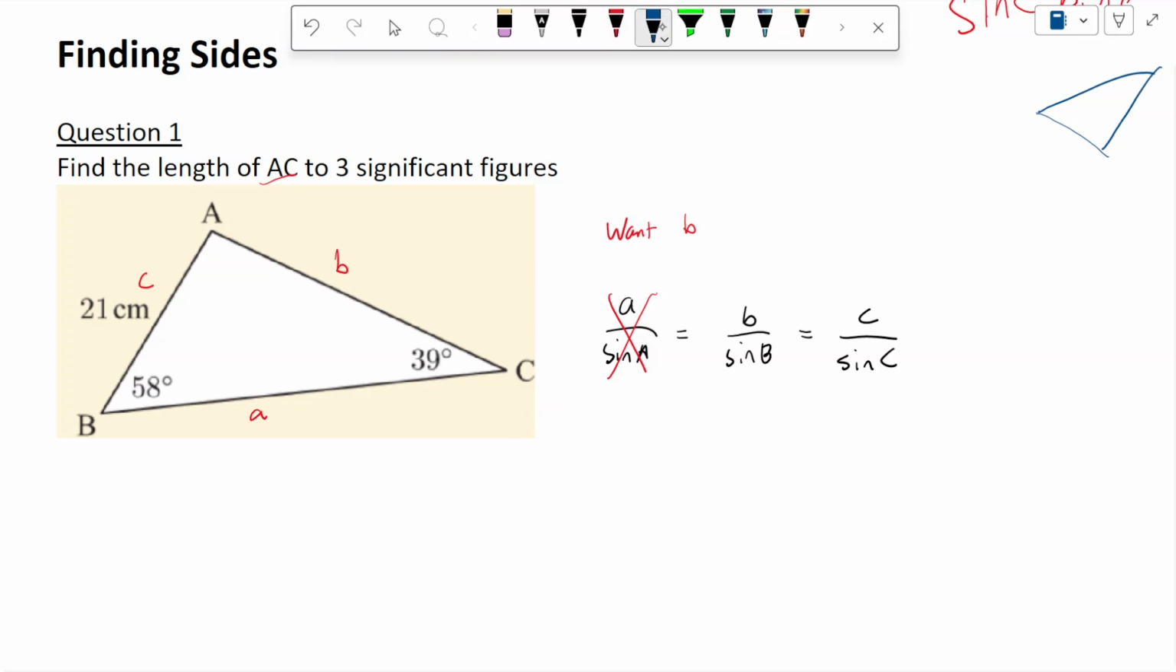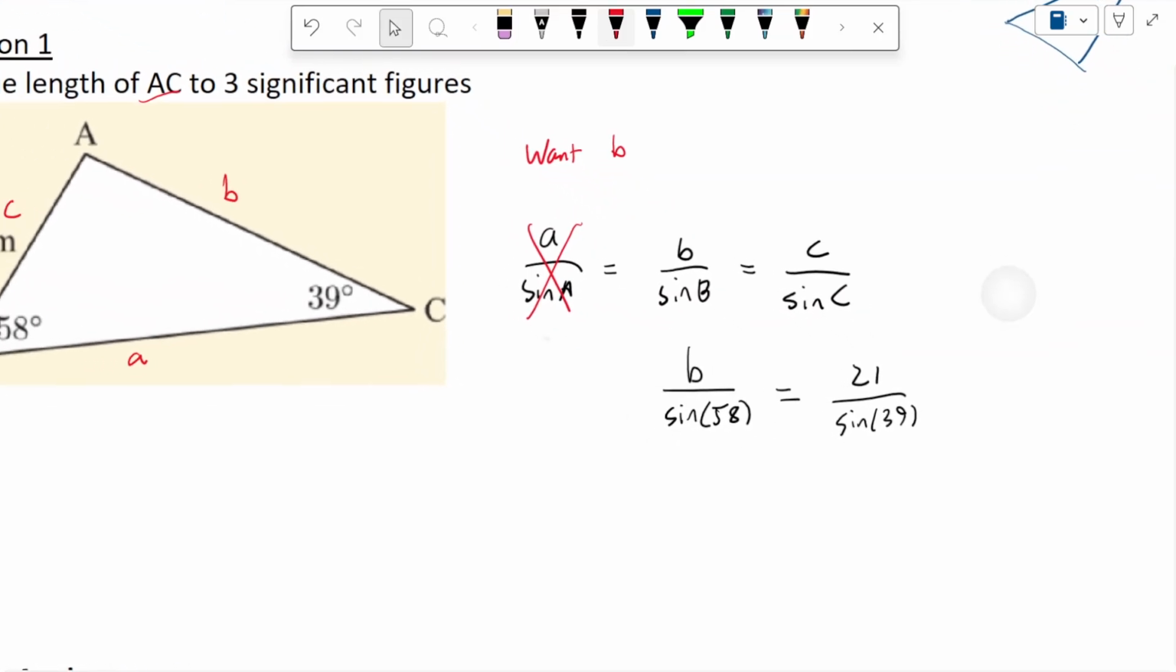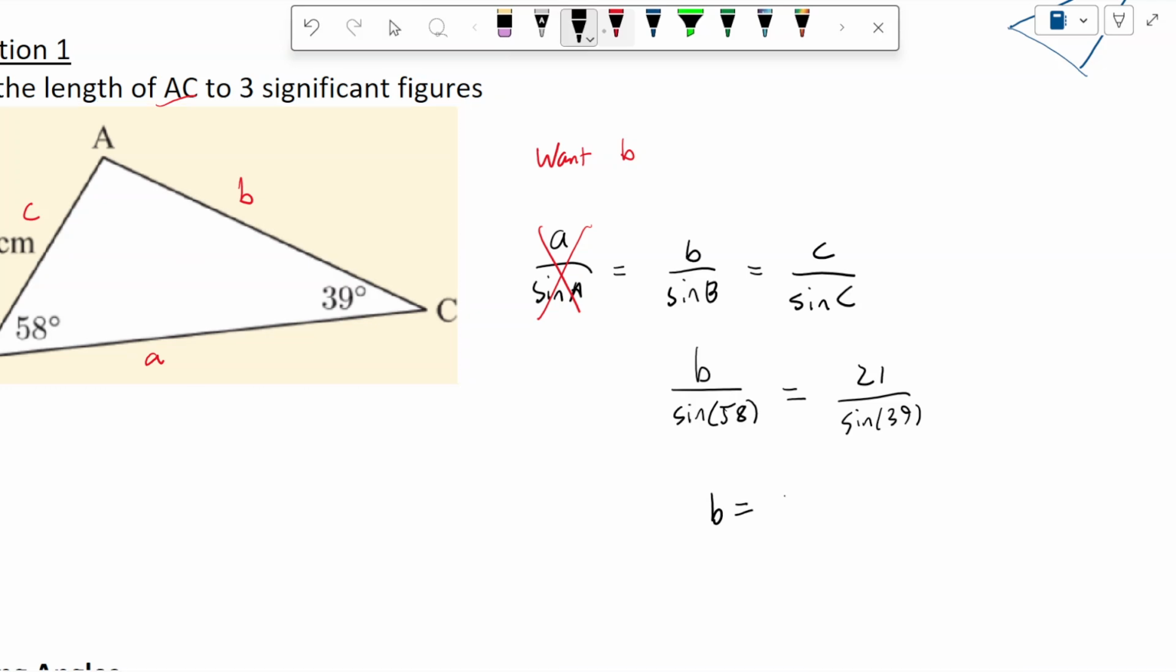And now we can just plug in everything we have. I don't know what b is, but I do know what all the other things are. So sine of big B is 58, and then little c is 21, and then we've got sine of 39 for that other bit. So that's how we apply the sine rule. You're just plugging in what all those things are. And to get b on its own, you've got to times by sine 58. So 21 over sine 39 times sine of 58, just like that.